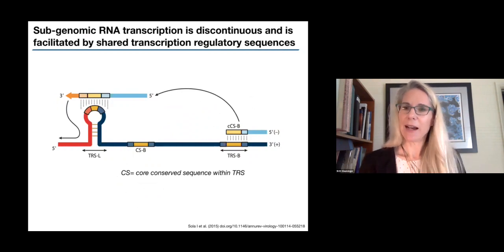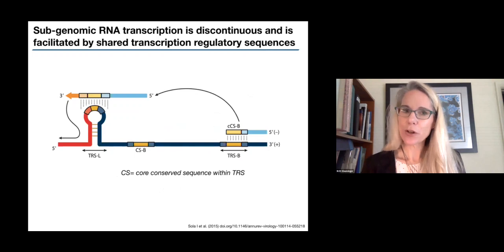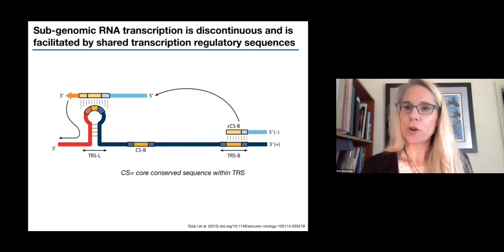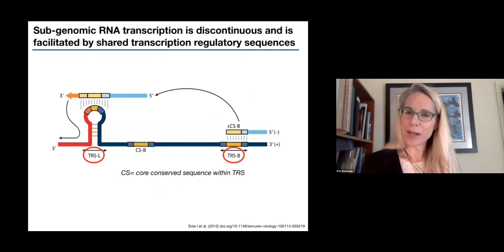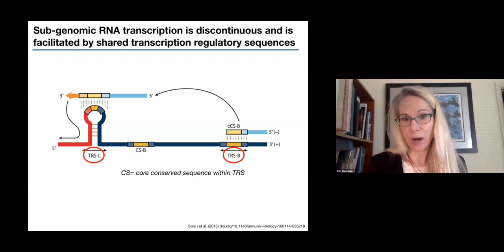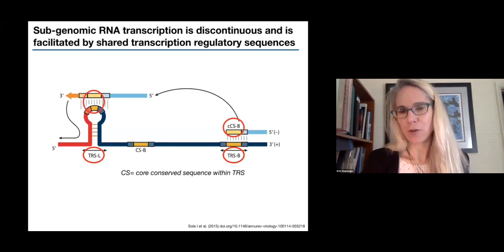Turns out that at the start of each of those genes at the 3' end of the genome, there is a conserved sequence called a transcriptional regulatory sequence, denoted as TRS here. Okay, so that's present right at the beginning of each of those genes. It is also present just after that leader sequence at the extreme 5' end of the genome. And within that transcriptional regulatory sequence, there is a really conserved core sequence, here denoted as CS.